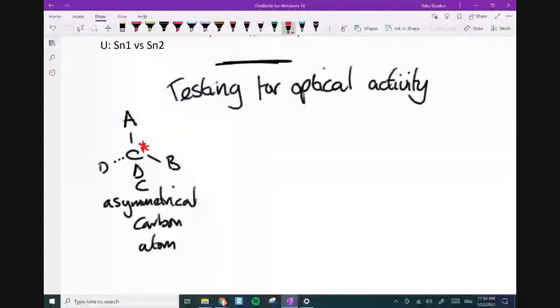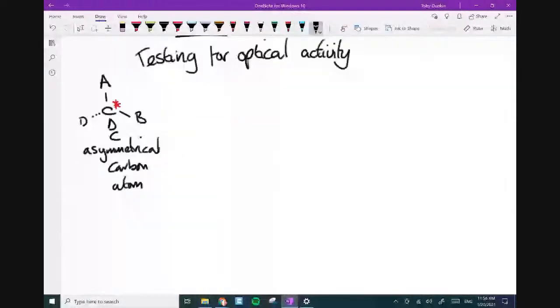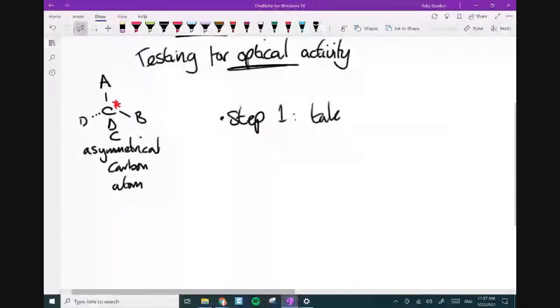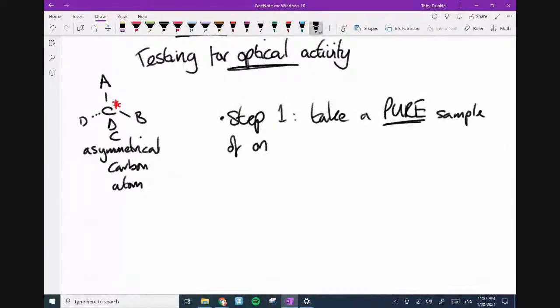So what I'm now going to do is test it for this. What does the word optical mean? So here are the steps. Here's the test. Step 1: take a pure sample of 1 enantiomer.